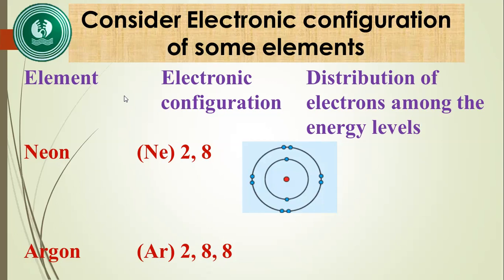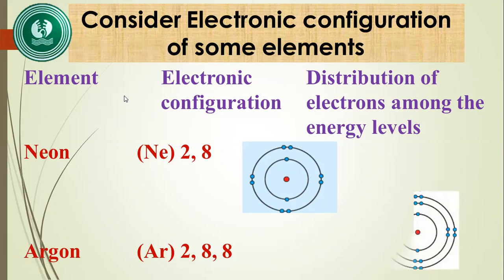The second energy level we call the valence shell. That means the last electron-occupied shell is the valence shell. In the valence shell of neon, there are 8 electrons. That means it obeys the octet rule, that is, a completely filled valence shell.